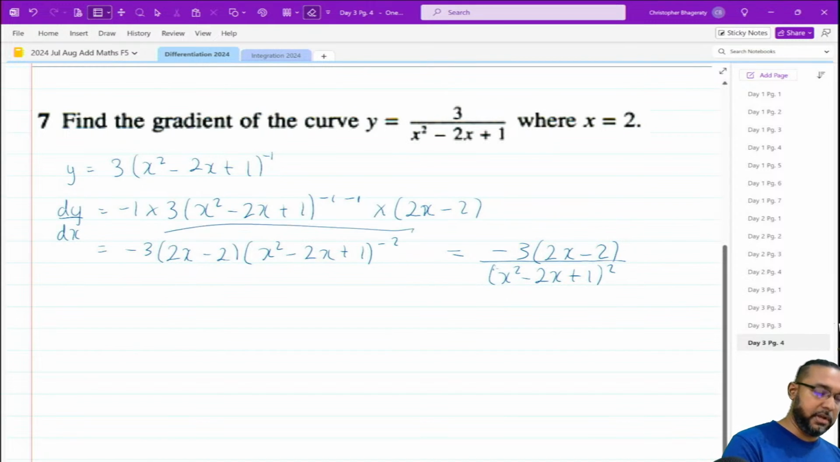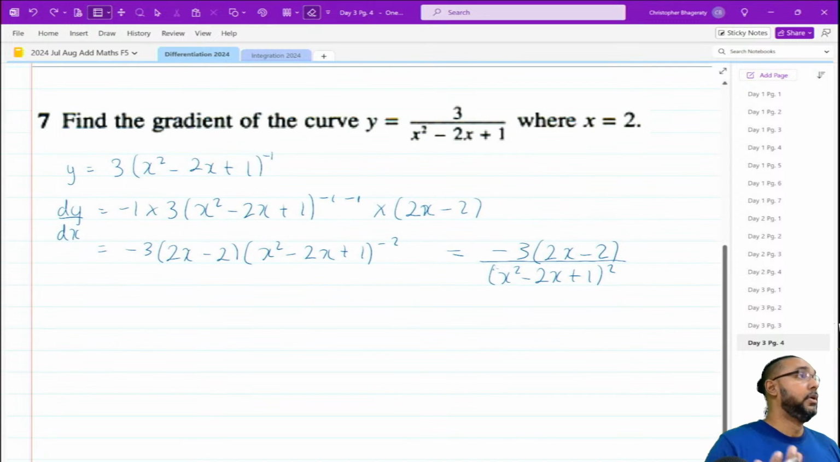Even if you finished here, that's perfectly fine. If you expanded here to get minus 6x plus 6, that's perfectly fine too, right? It all means the same thing essentially.